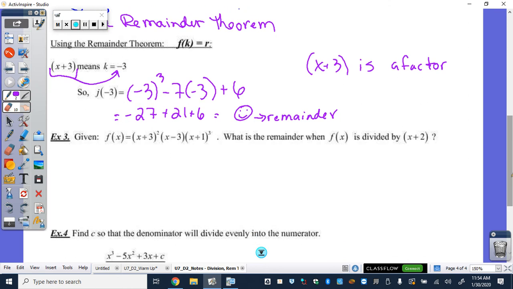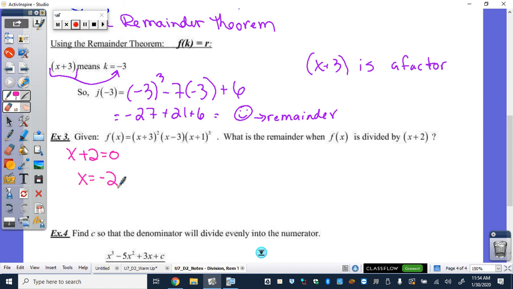So example 3, this is the other time when we would want to use the remainder theorem. So they've given us the polynomial f of x there. They want to know what is the remainder of f of x when it is divided by x plus 2. So to use our long division or our synthetic division, we would have to square this, and then multiply it by that, and then cube that, and then multiply all that out. No, thank you. That's a lot more work, and you're a lot more likely to make a little mistake with something.